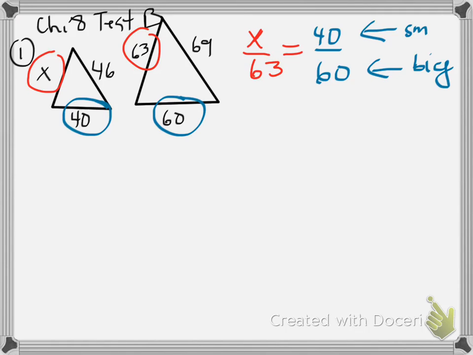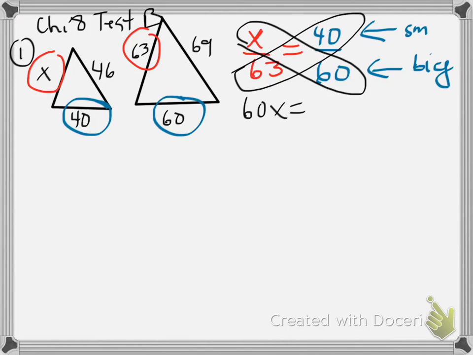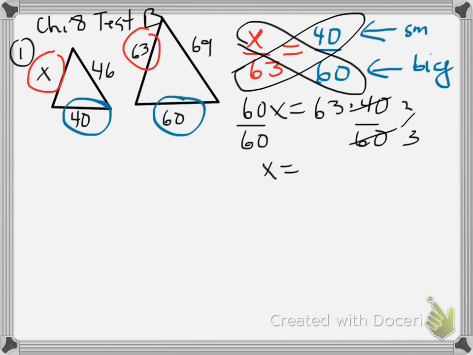So we'll cross multiply here. That's 60x. We'll cross multiply here. That's 63 times 40. I'm purposely not multiplying it out because I don't want to get out my calculator. So I'm going to divide by 60. And x equals, well, this reduces to 2/3. So I'll right away just divide 63 by 3, which is 21, times 2, and that's 42. And there's your answer. And 42 is answer choice C.